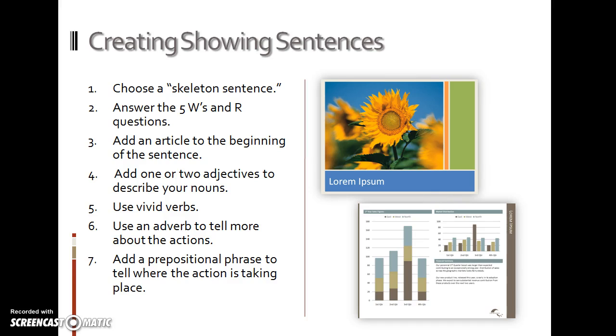So now I want us to take some time to create some showing sentences. Here are 7 tips. Choose a skeleton sentence. Maybe answer the 5 W's and an R questions. Add an article to the beginning of the old sentence to give it more strength. Maybe add in some adjectives to describe your nouns. Use vivid verbs. Use an adverb to tell more about the action. Or perhaps give a prepositional phrase that tells where the action takes place.